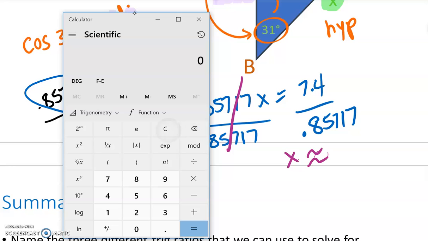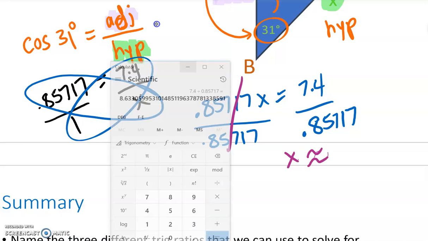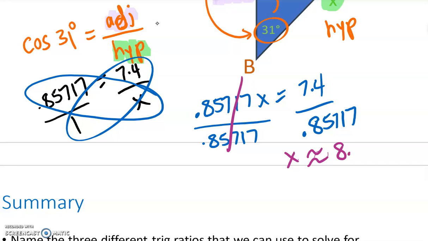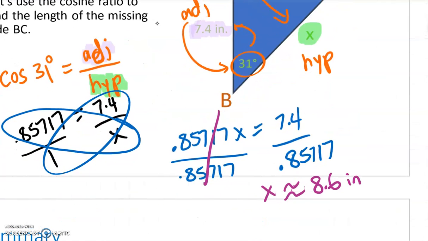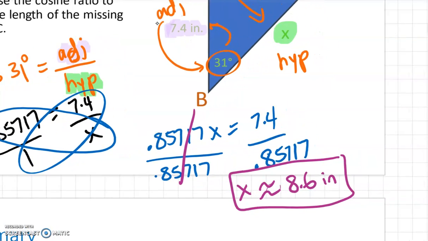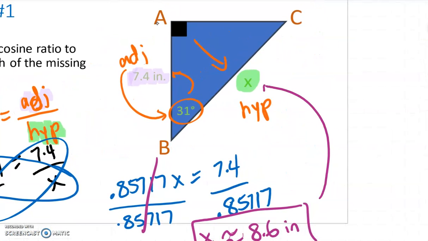So let me clear that. Try again. 7.4 divided by 0.85717. And that's going to come out to 8.6. So we're going to say x is approximately 8.6 inches. That is what the hypotenuse length is approximately.